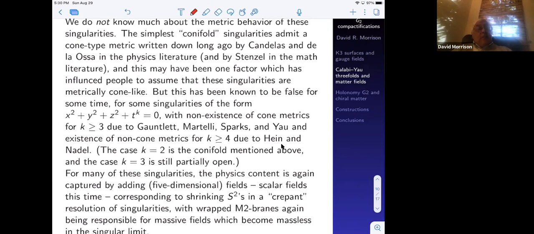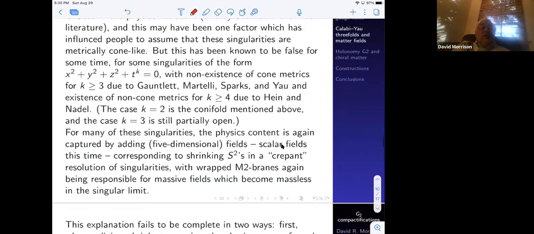If we had appropriate metrics, we might, again, think of capturing the physics content by adding some fields. In the gauge symmetry case, I added 7-dimensional gauge fields. Here, because of the codimension of the singularity, I'll add 5-dimensional fields, and they should be scalar fields corresponding to shrinking some S2s in a Kreppert resolution of the singularity with wrapped M2 branes. That's one class of such singularities. But unfortunately, that's not enough to fully understand the situation.